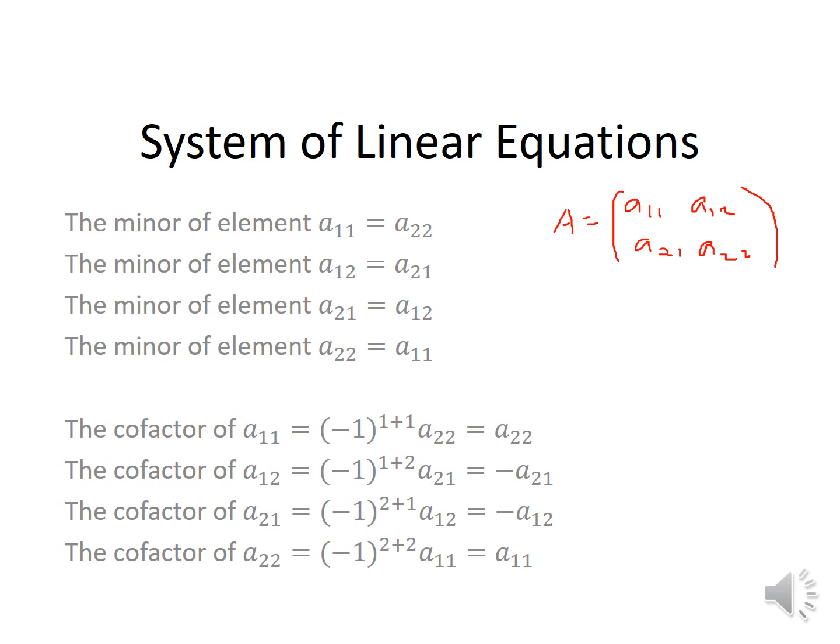Now look at the cofactor of A12. For this element A12, the formula is -1 power to the i plus j. The i is 1 and the j is 2. And multiply the minor of A12. The minor of A12 is A21 from the above. Then because -1 to the power of 3 is negative, we have negative A21. Same for getting the cofactor of A21 and A22.